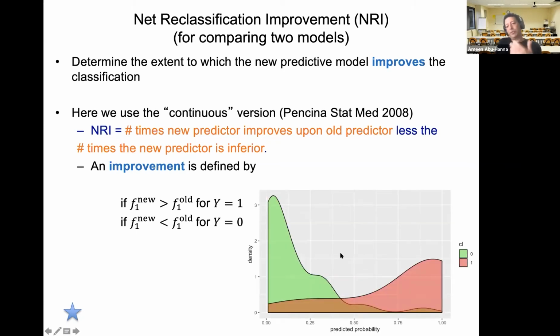So in other terms, if we go back to our graph here, we hope that the new model is pushing the green area to the left and the red area to the right. So that's the net reclassification improvement. So sometimes you see papers reporting it. And it's always just to check, are we moving in the right direction?